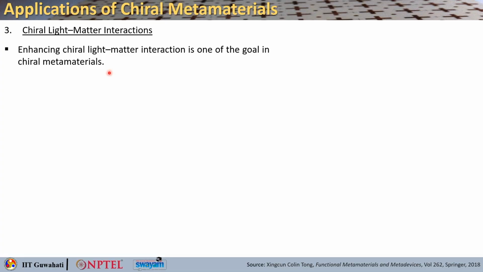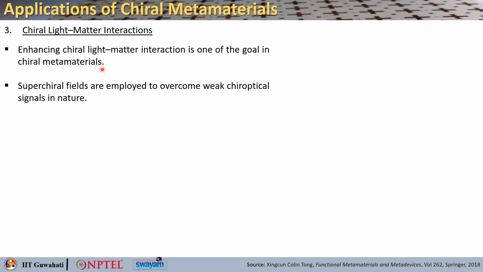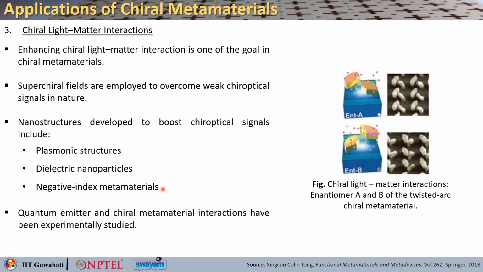Now, with that we can go ahead and see different chiral material interactions with light. You can also call it chiral light matter interaction. One of the main goals of chiral metamaterials is to enhance this chiral light matter interaction. Superchiral fields are employed to overcome weak chiroptical signals in nature. Various nanostructures are developed to enhance these chiroptical signals, such as plasmonic nanostructures, dielectric nanoparticles, and also negative index metamaterials.